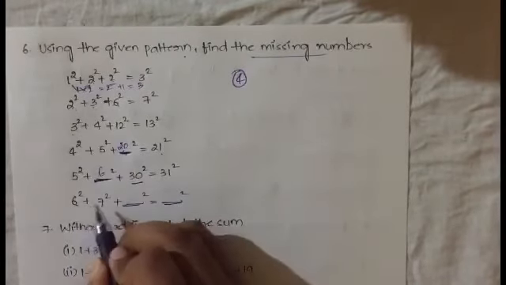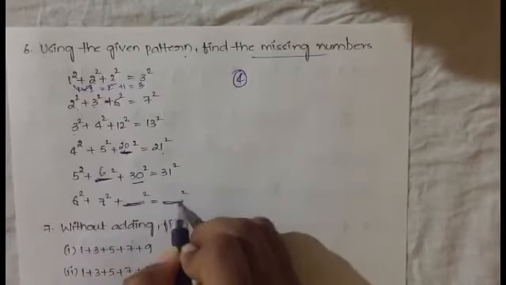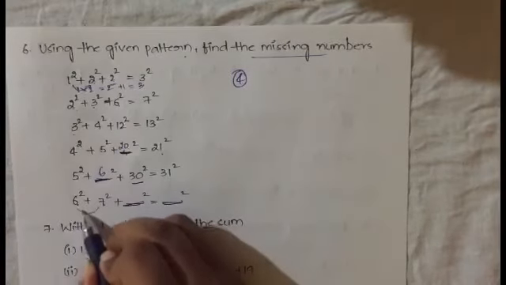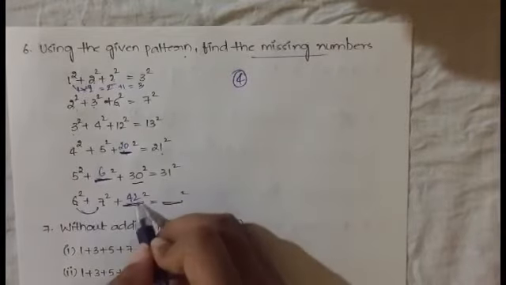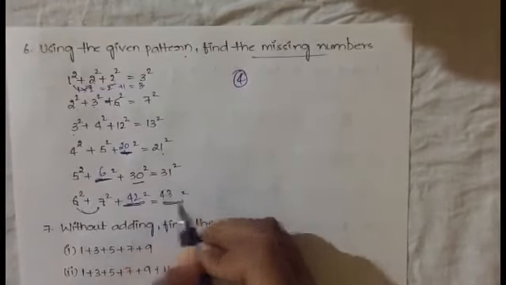Here 6 square plus 7 square plus dash square is equal to dash square. Here you have to multiply both of them. You will get 42. And here what you are writing is one number more than the number here, right? So it is 43. Got it?